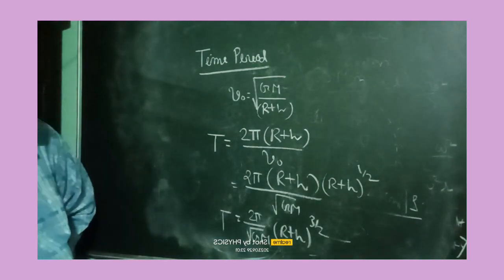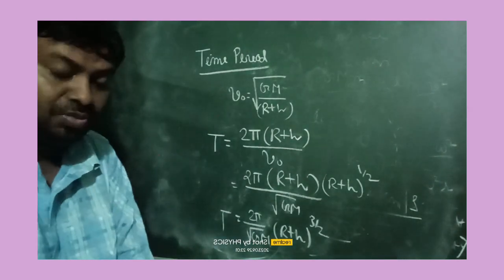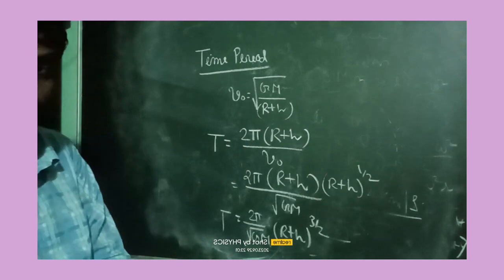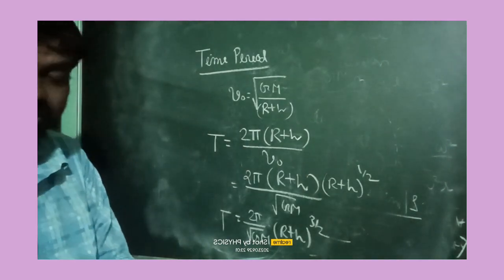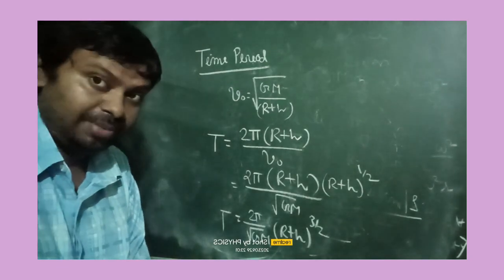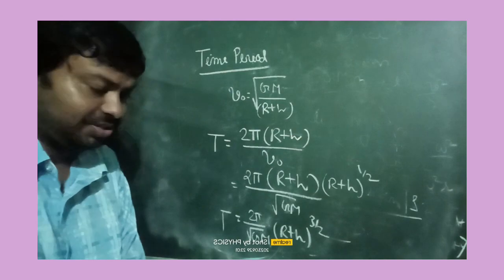So for this lesson we have learned about the artificial satellite, its orbital velocity, and also the geostationary satellite and its uses, and the orbital velocity of the geostationary satellites, and the time period of the artificial satellites.